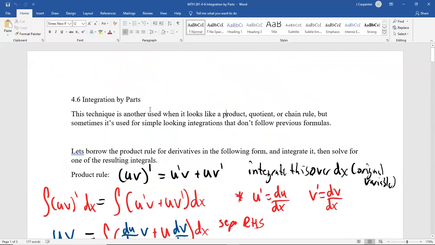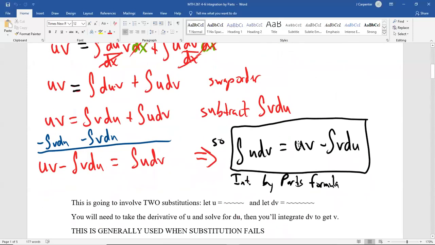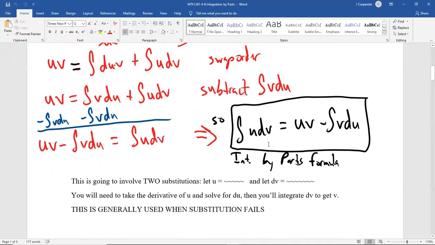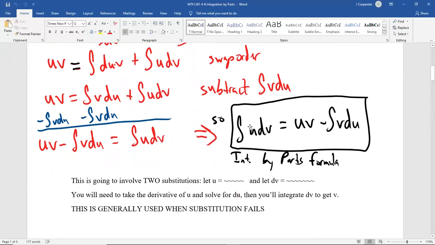But this is still a substitution technique. It gives us a formula. And the two things that we have to use this to set up, and say let this be this and let that be that, is we have to say let u equal something and let dv equal something. So in that process, when you say let u be this and let dv be that, you have to take the derivative of the u and you have to integrate what you call the dv. Again, all that is seen here.